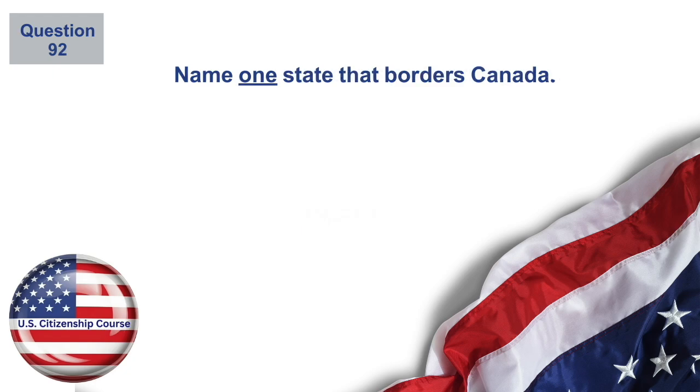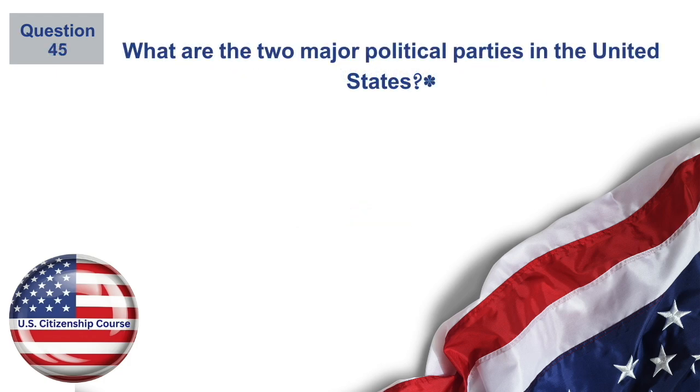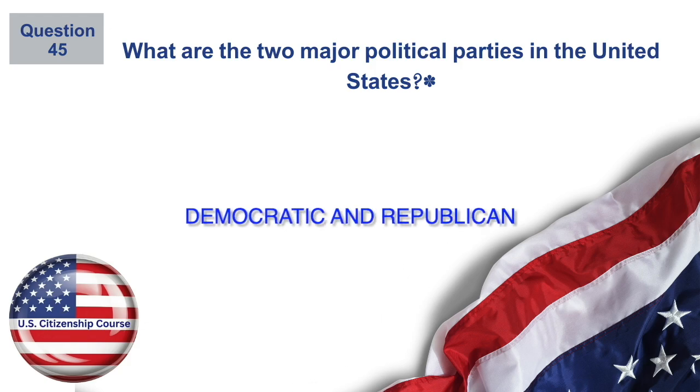Name one state that borders Canada. New York. What are the two major political parties in the United States? Democratic and Republican.